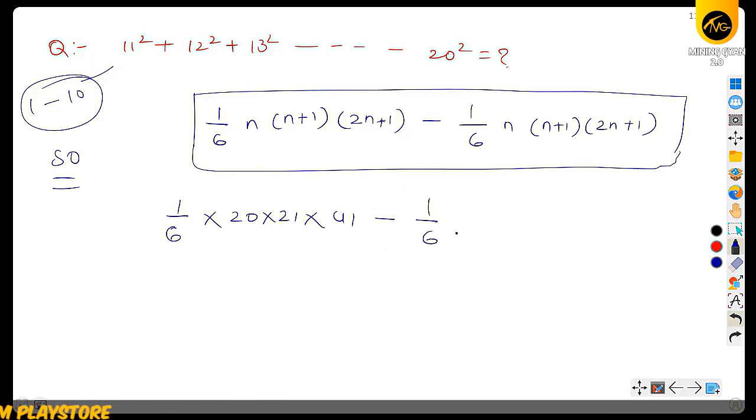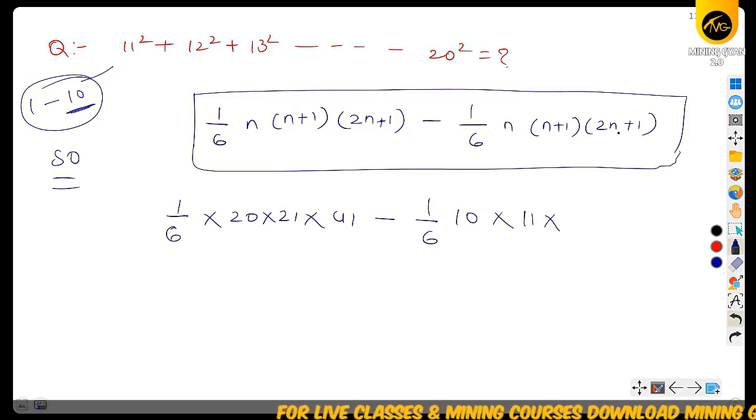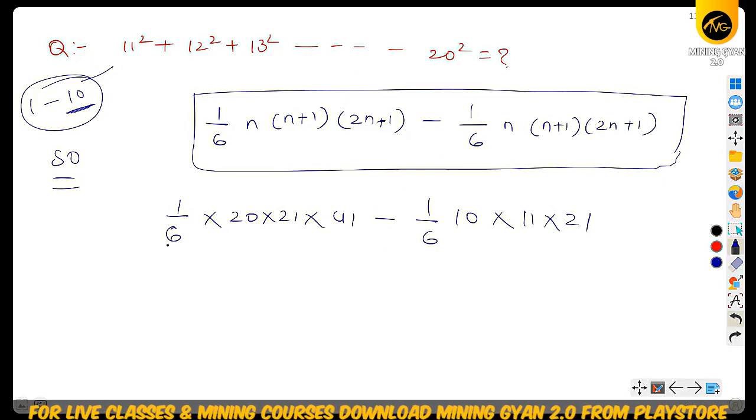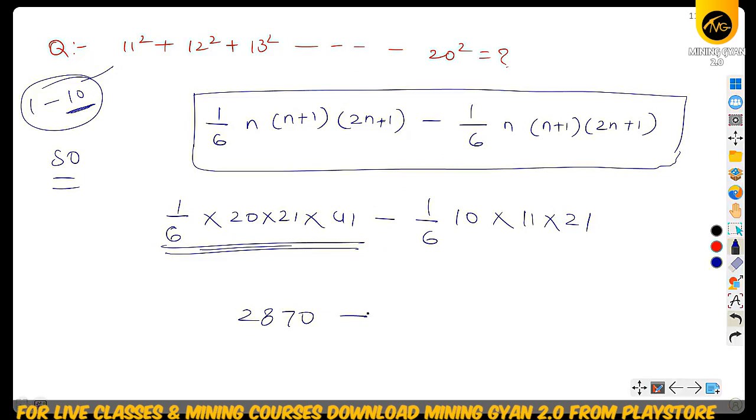1 divided by 6, what is n? Basically n is 10, the maximum or highest number. So that's why n is 10. N plus 1, that means 11. And 2n, that is 20 plus 1, that means 21. Now just solve the question. This is from the previous question, that will be 2870, minus 1 divided by 6 into 10 into 11 into 21.